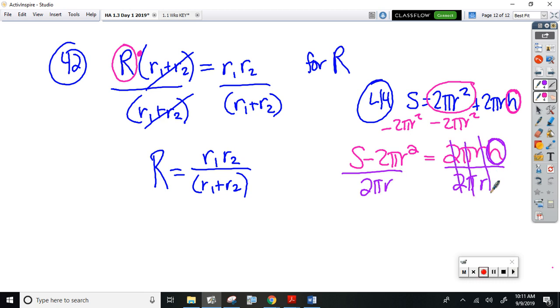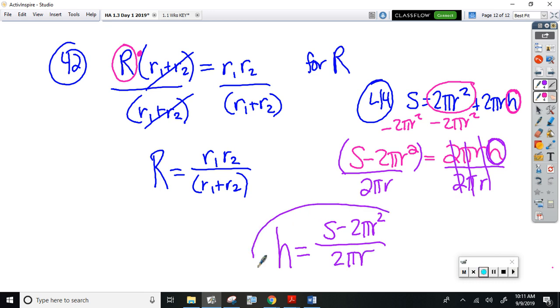You cannot cancel the 2's because the top is what's considered a binomial. It's 2 things being subtracted. So you cannot cancel anything out. Our answer is then just h equals s minus 2 pi r squared over 2 pi r. All right, we'll call it a day at that point.